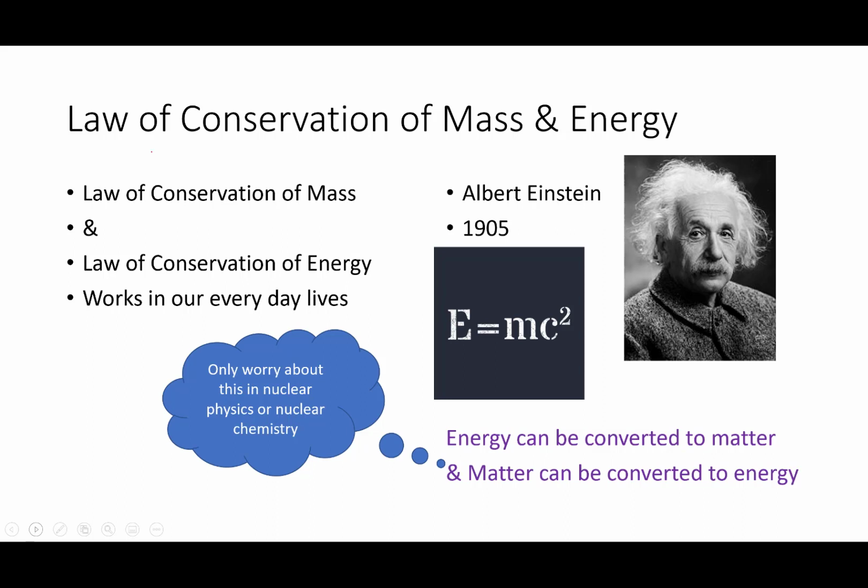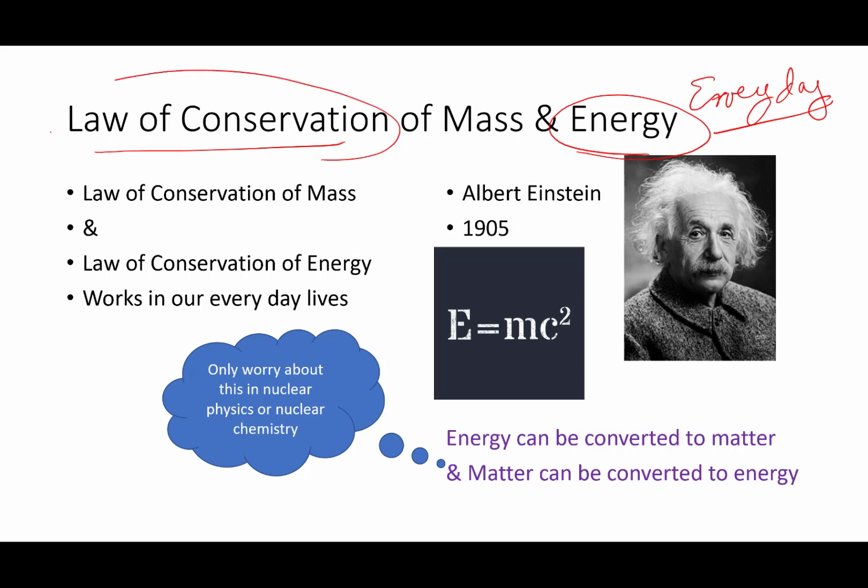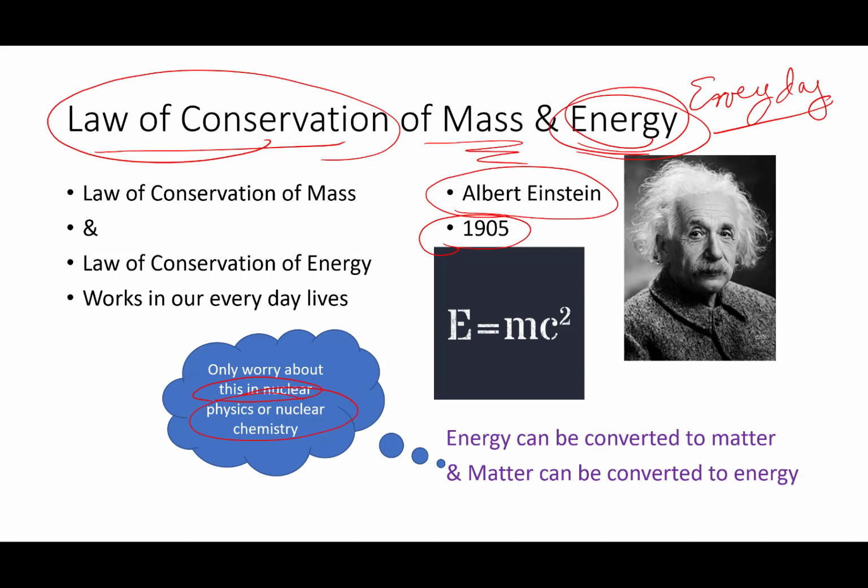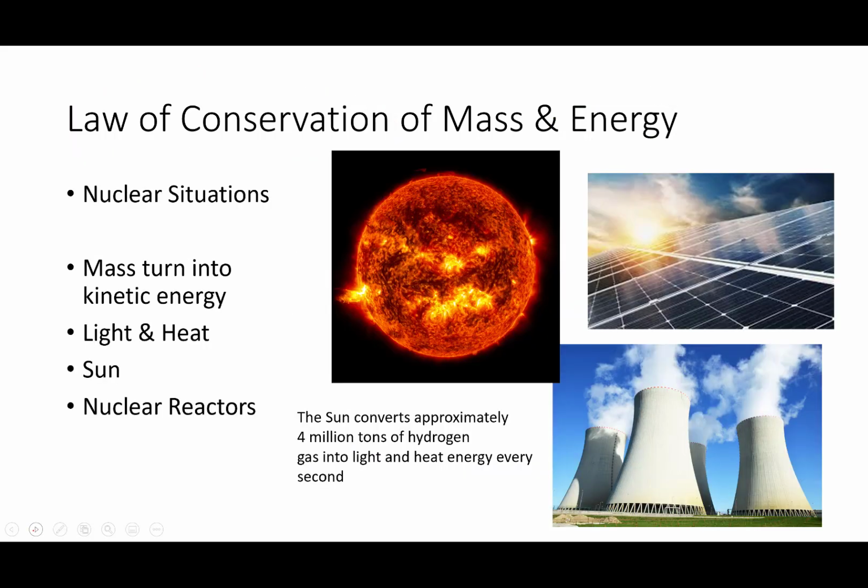Now, that law of conservation of energy is true in everyday life. And in normal chemistry, we only have to worry about the law of conservation of energy. But when you start worrying about nuclear physics or nuclear chemistry, then you have to talk about the law of conservation of mass and energy. Back in 1905, the eminent physicist Albert Einstein discovered this equation, E equals mc squared, that said that energy can be created if you can convert mass directly into energy. It's very difficult to do, and it can only be done in very specific and unusual situations.